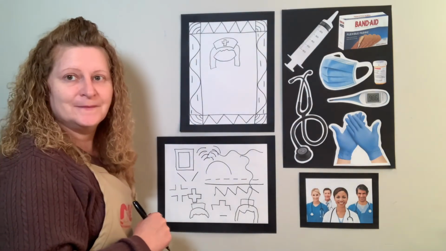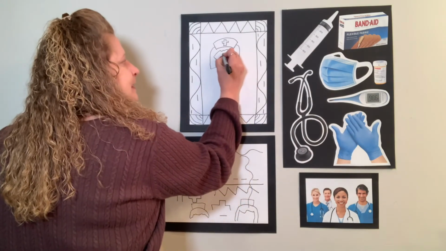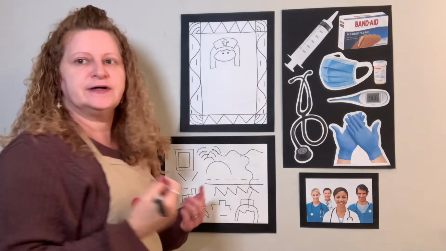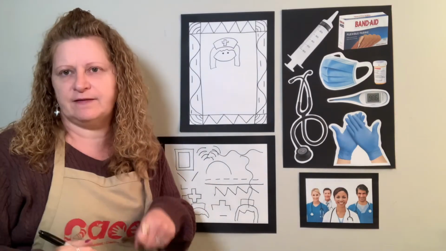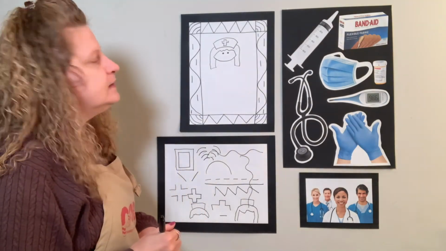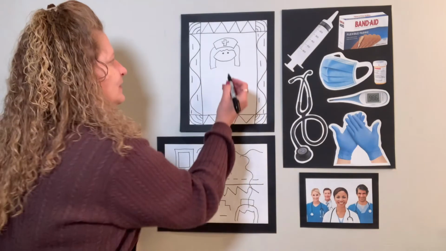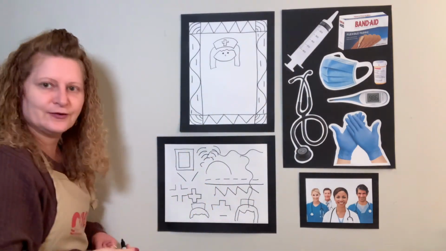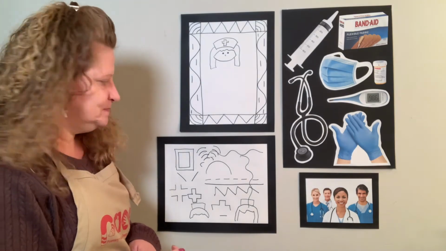Good job. Now I want to make my nurse's eyes, and we're going to make those really simple today. We're just going to put 2 dots, one on the side of the other. All right. We're going to make a little nose, and so for our nose, we can make a little curved line, just like this. So let's do that now.